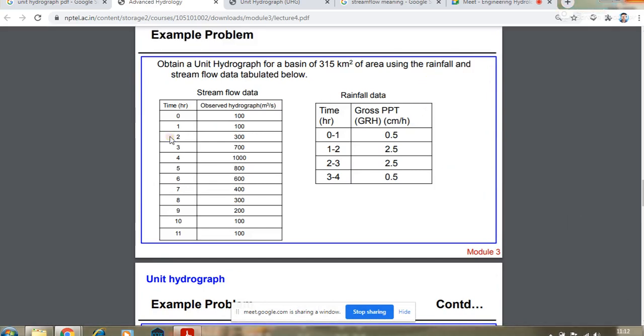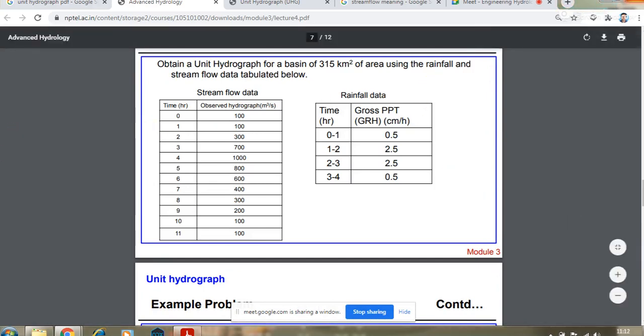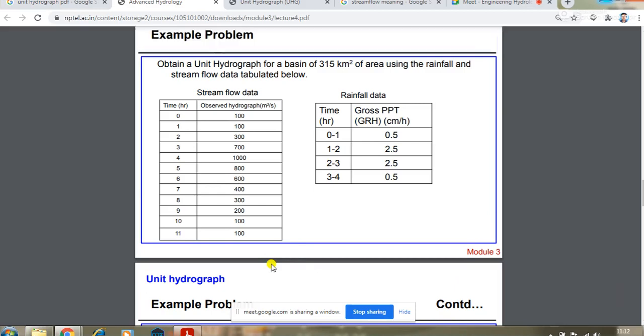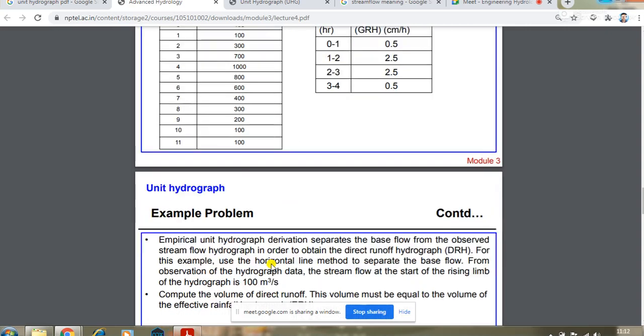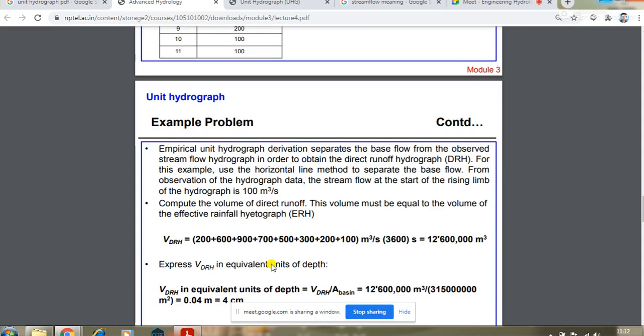Here, look, different values of the observed hydrograph are given. In this table, 100, 100, 300, 700, 1000, 800, in this way. The addition has taken place in the next step, that is the addition of 100, 100, 800, 600, in this way.